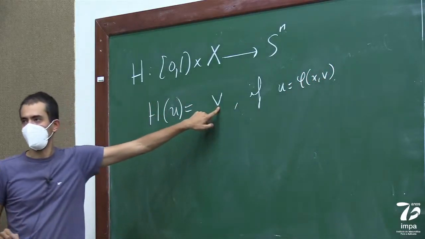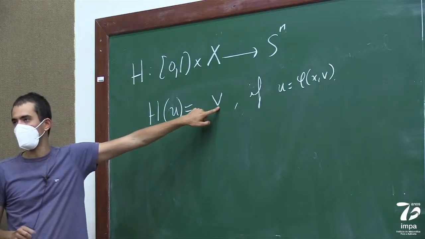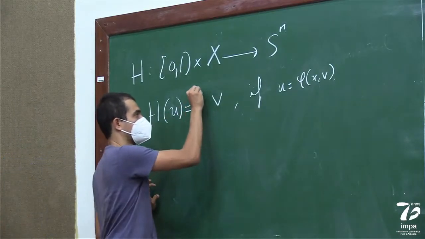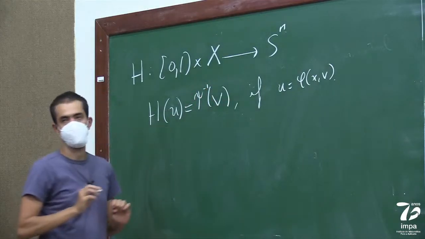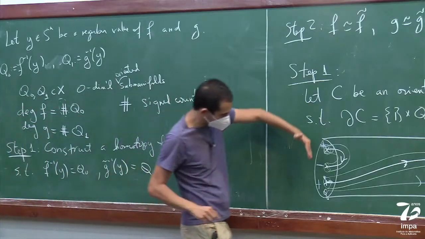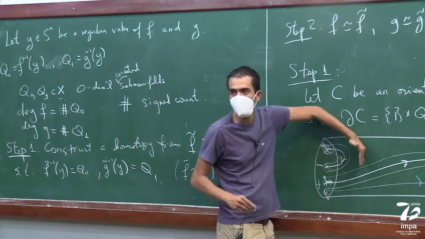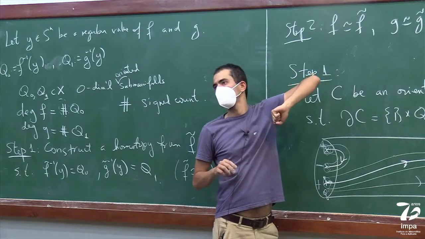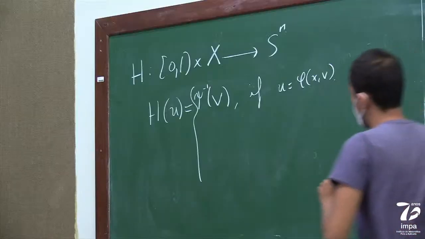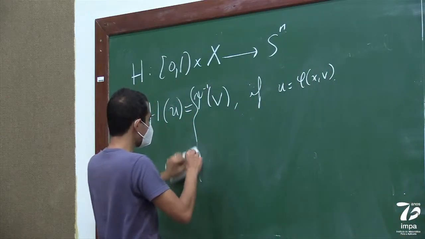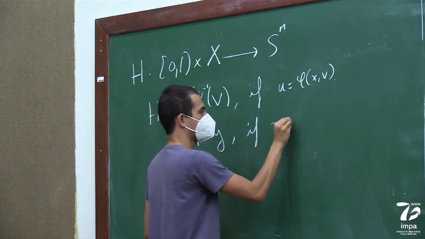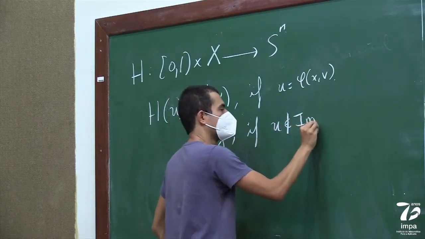But v is a point in Rn. So I'm going to use the stereographic projection to map it to Sn. So psi inverse of v. Basically what I'm doing is, for each slice here, I'm mapping it to Rn, which I'm mapping to Sn. And then I map everything else to negative y if u doesn't belong to the image of phi.